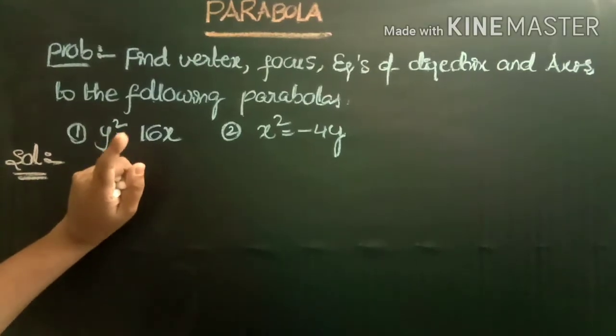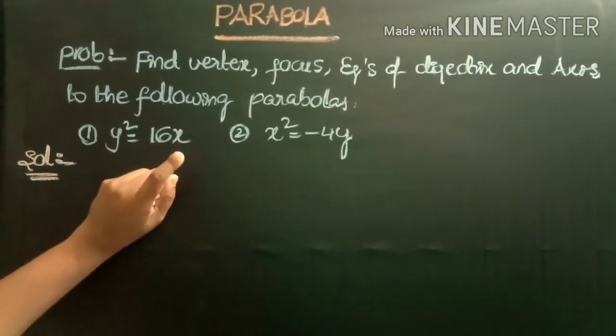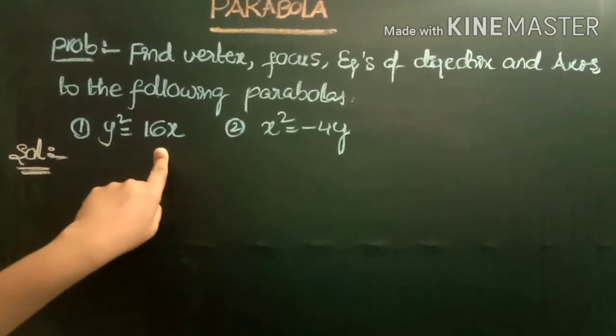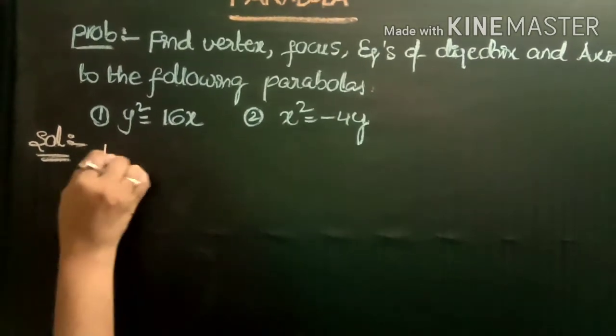First problem, find the vertex, focus, equations of directrix and axis of the following parabolas. First problem, y square is equal to 16x, and the second problem, x square is equal to minus 4y. So first we start the first problem.